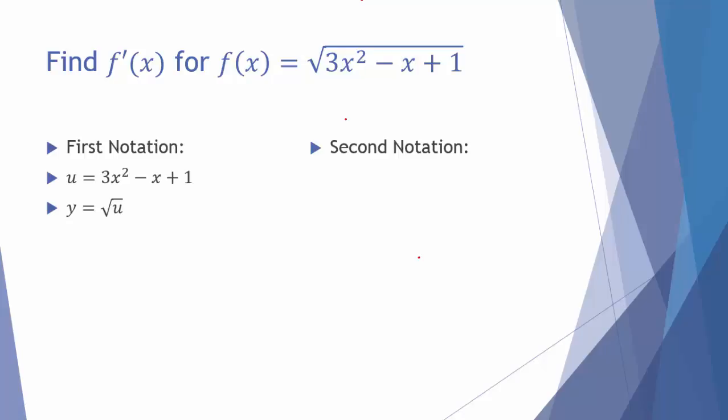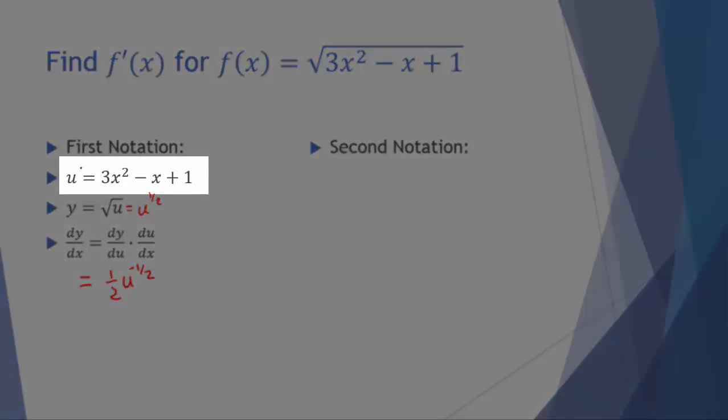If you do this using the first notation, as we mentioned, we let u equal 3x squared minus x plus 1, and we let y equal the square root of u. That gives us this function that we're trying to take the derivative of. And remember, using first notation, in order to find dy/dx, we need dy/du times du/dx. So dy/du is the derivative of y with respect to u. Remember, this is just u to the 1/2, so that will be 1/2 times u raised to the negative 1/2, times du/dx, which is the derivative of u with respect to x.